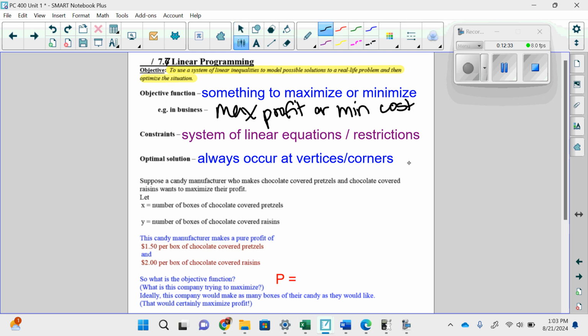So if we have our system of inequalities, let's say like that, I end up getting a shaded region here. My solution is going to be at one of these vertices of that shaded region, the polygon that's created by that shaded region. Okay, so let's take a look at an example. So I'm going to draw just a quick line here, and we're going to get into example 1.